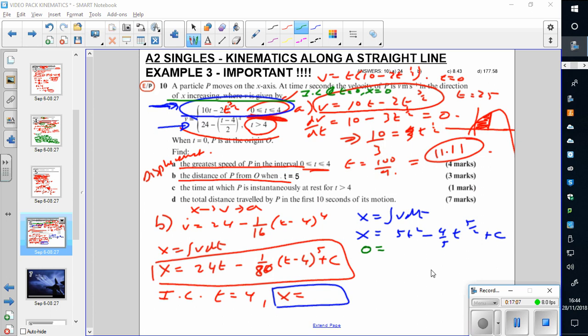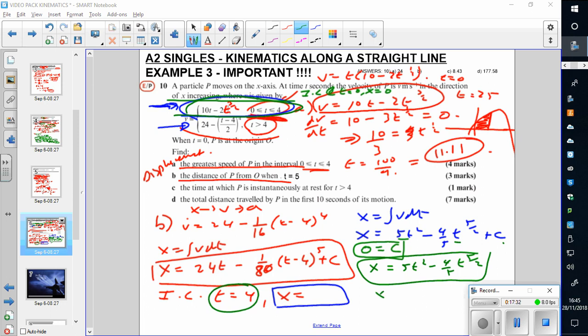So if x is 0 and t is 0, then you're left with c being 0. Okay? So if you have your x curve established from the step that you are leaving off from, you can generate your initial conditions from here, because we need when t is 4. So when I put t equals 4 into here, I will get my corresponding x value: 5 answer squared minus 4 by 5 answer to the power of 5 by 2.